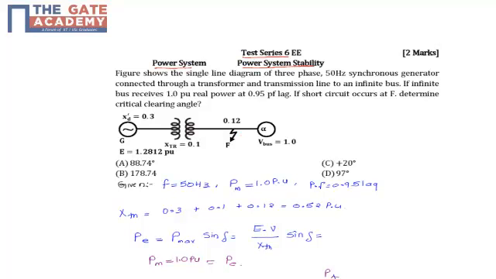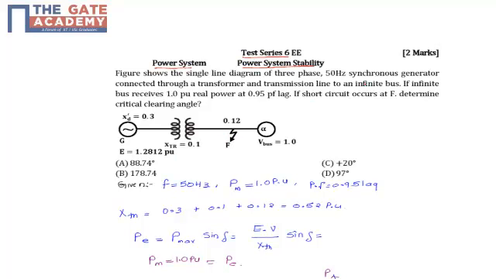If the infinite bus receives 1.0 pu real power at 0.95 power factor lagging, and a short circuit occurs at F, determine the critical clearing angle. We have to find the value of the critical clearing angle when the fault occurs at F.